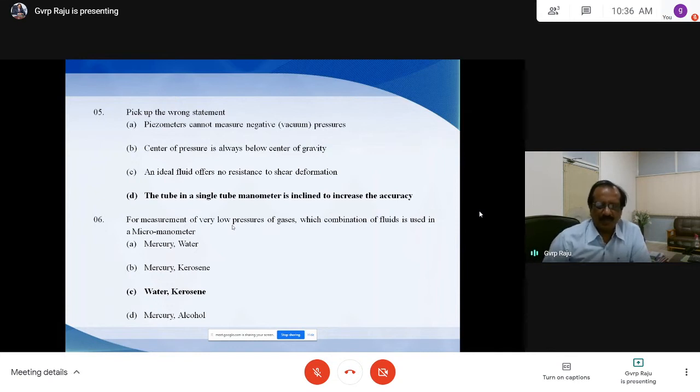And for measurement of very low pressure of gases, which combination of fluids? Maybe water and kerosene, because mercury obviously has a high pressure range, and other than mercury we only have C here, water and kerosene.